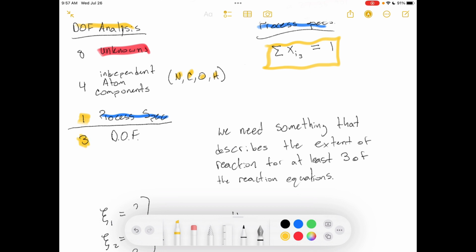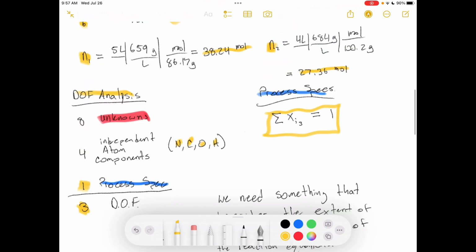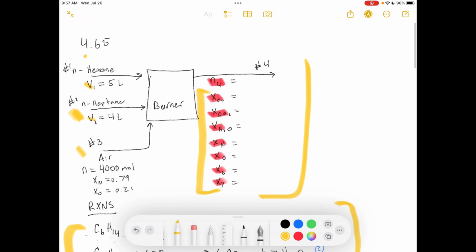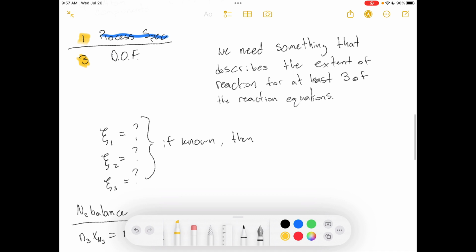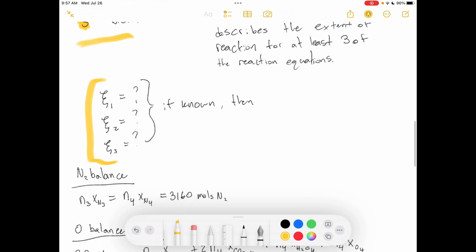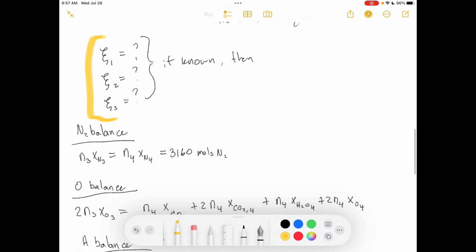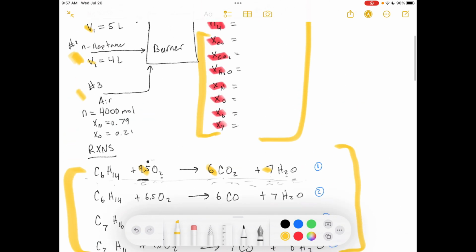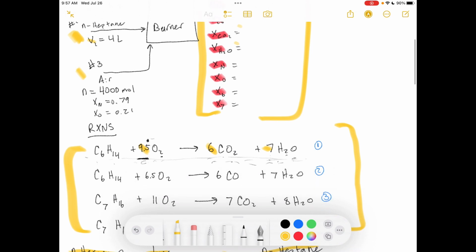So there's not enough information to perform this calculation in order to calculate what all of these unknowns are. Okay, so we need more information that can help us describe what the extent of reaction is for at least 3 of the equations, because we have 3 degrees of freedom. Okay, but this is how we would solve the problem if we had the extent reaction or some sort of component information. Maybe we know what a couple of these components are, and then that could also help. If we knew what 3 of those components were, we could also calculate what the extent of reaction is as well.